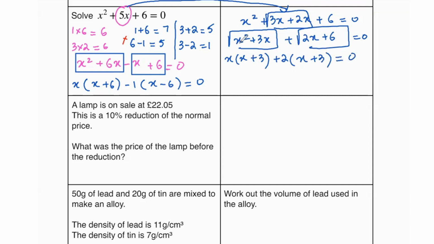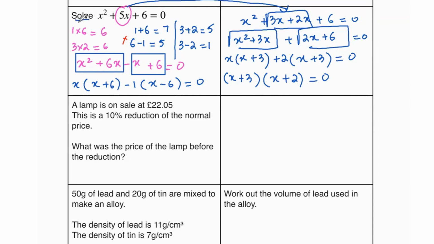So as you can see, we have x plus 3 and x plus 3 in both the brackets, which means we can further factorize this by taking the x plus 3 common, and the other bracket will be left with x plus 2. Which shows that 3 and 2 were the correct factors for this equation, not 6 and 1.